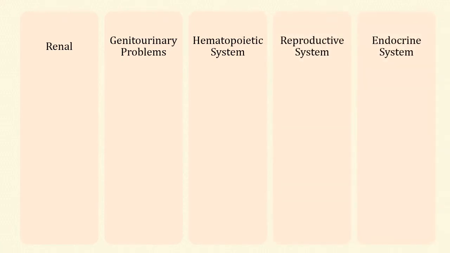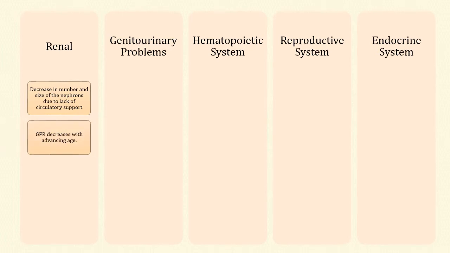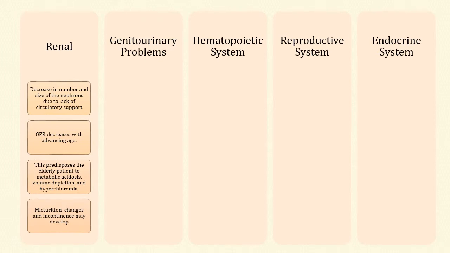Okay, so now we're going to discuss the renal system, the genitourinary problems, the hematopoietic system, the reproductive system, and the endocrine system. In the renal system, there is a decrease in number and size of the nephrons due to the lack of circulatory support. The glomerular filtration rate decreases with advancing age. This predisposes the elderly patient to metabolic acidosis, volume depletion, and hyperchloremia. Micturition changes and incontinence may develop, which leads us to urinary problems.